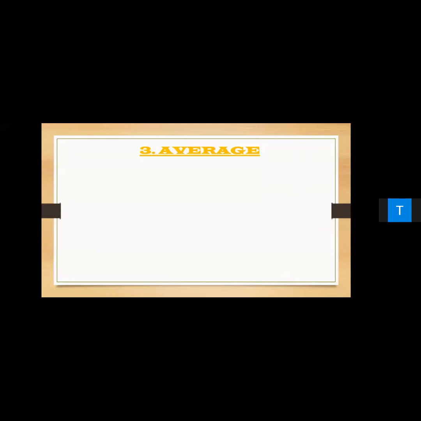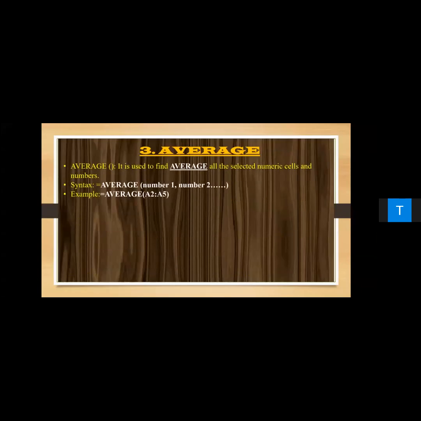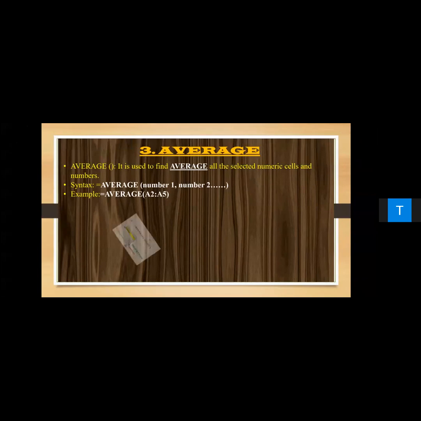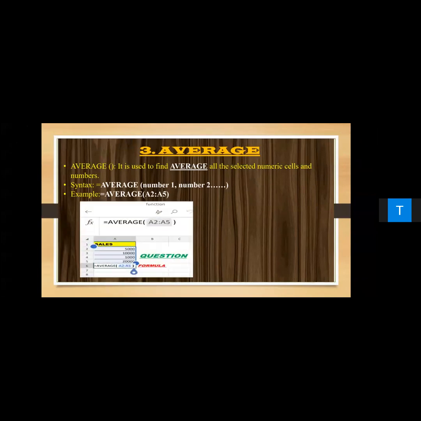The next is the average. Average is used to find the average of all the selected numbers. The syntax is equals to AVERAGE, number 1, number 2, and so on, close the bracket. Here the equals to sign is very important. The example is equals to AVERAGE, 5,000, 10,000, 1,000, 20,000, or equals to AVERAGE, bracket open, select the range, bracket close, press enter. Please put the right formula. If there is any mistake in the formula, the value shows invalid.